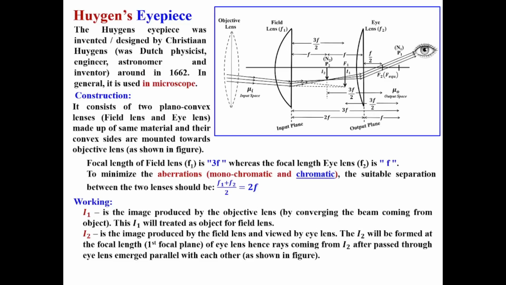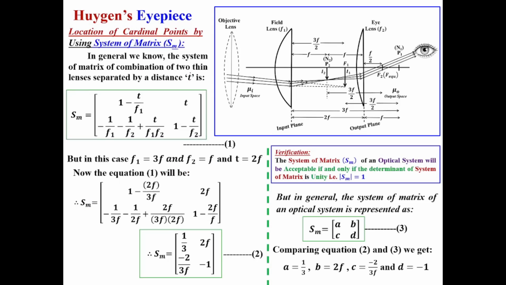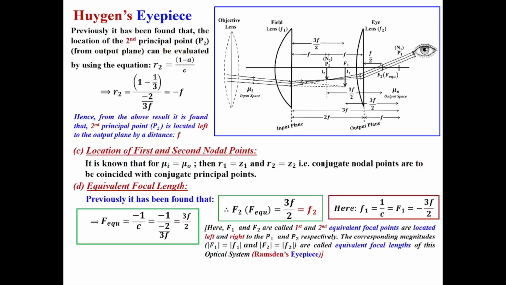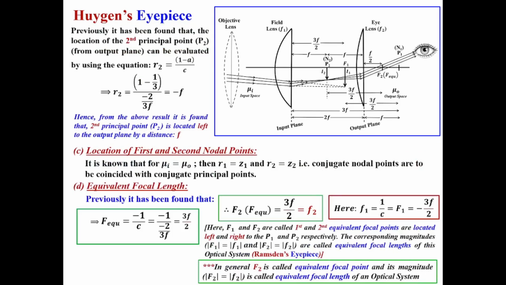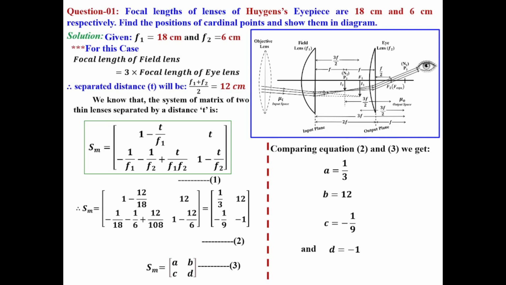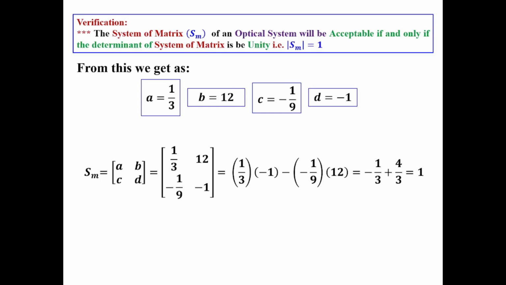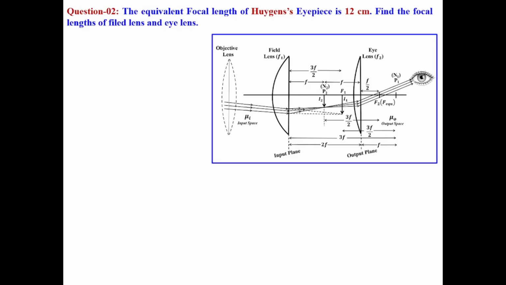Okay, hello everyone. In our last class, we discussed the Huygens eyepiece. We discussed its construction and working. Then we discussed the location of cardinal points by using the system of matrix, in detail. Then we discussed a question based upon the cardinal points, step by step. Then I gave an assignment that you have to do by yourself.